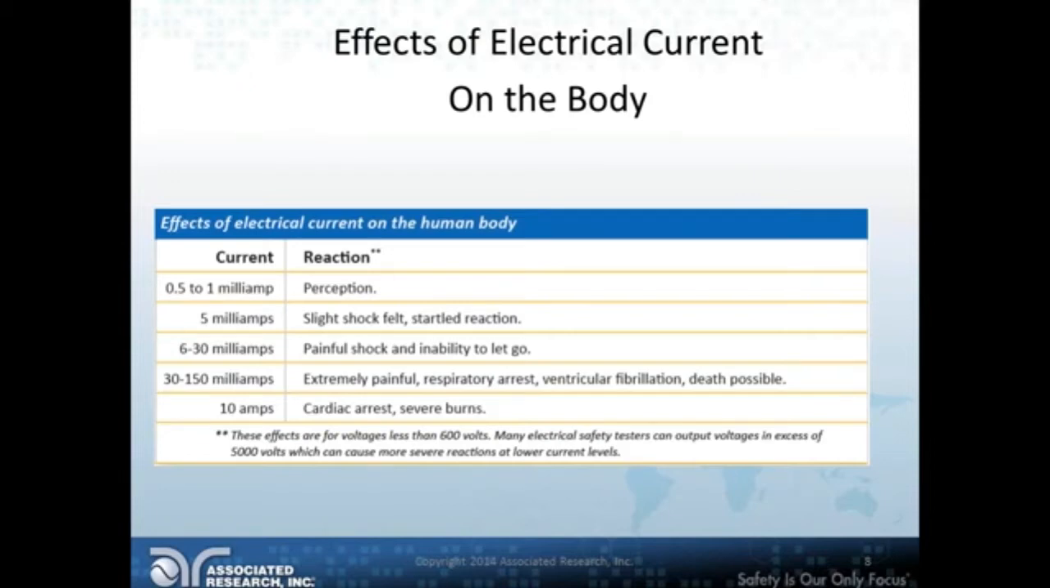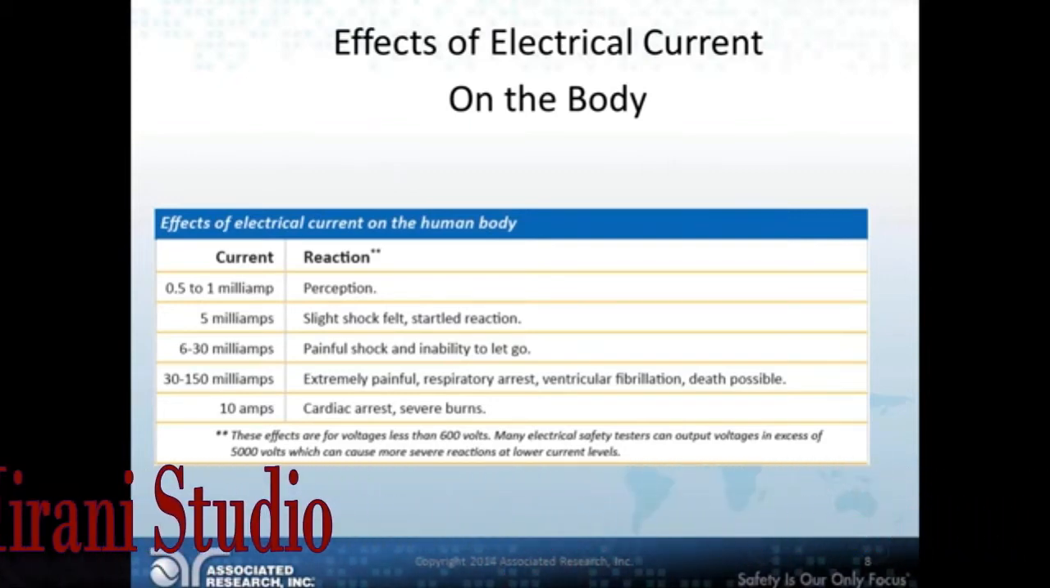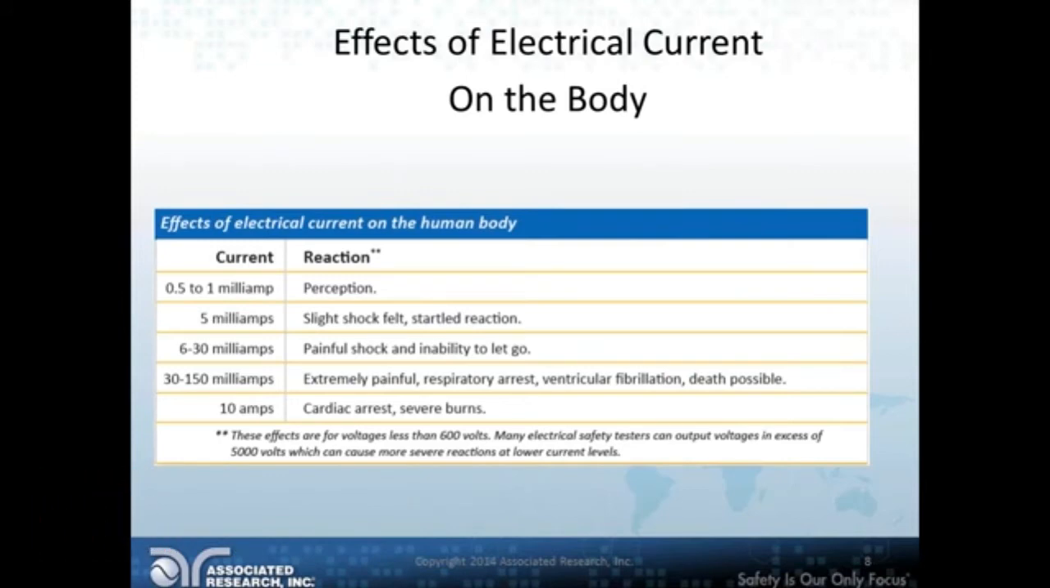Many of the electrical safety testers out there, ours included, can output voltages in excess of 5,000 volts. Some of ours do more. We can go up to 20,000 volts AC and DC. The point is that at a much higher voltage, these numbers are going to be reduced. Those effects at these high voltages have not been studied in depth, which is why we haven't provided these numbers. But I think these numbers provide you with a really good base of what you need to look out for.